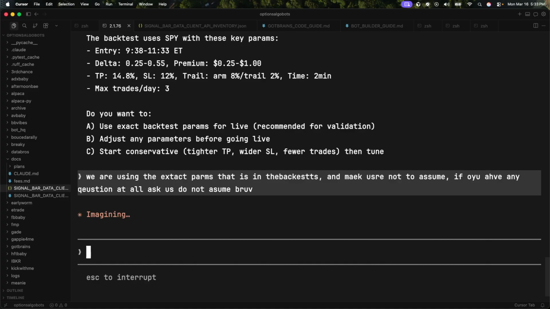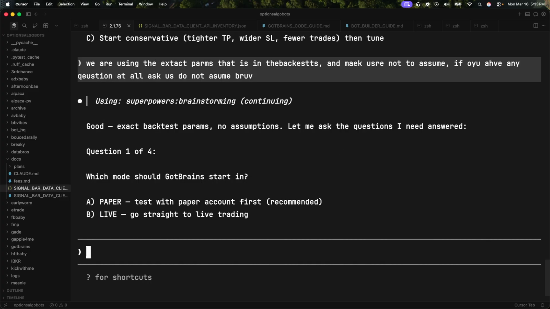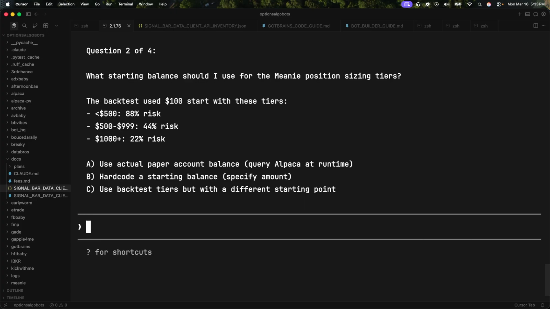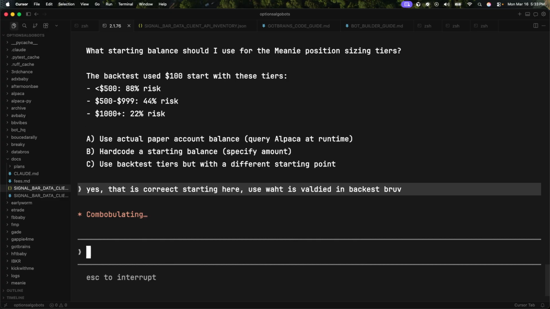That's what's up. We're gonna have our bot. Paper first, bro. It's paper. Paper first. Yes, that is correct. Starting here. Use what is validated and backtest, bruv.